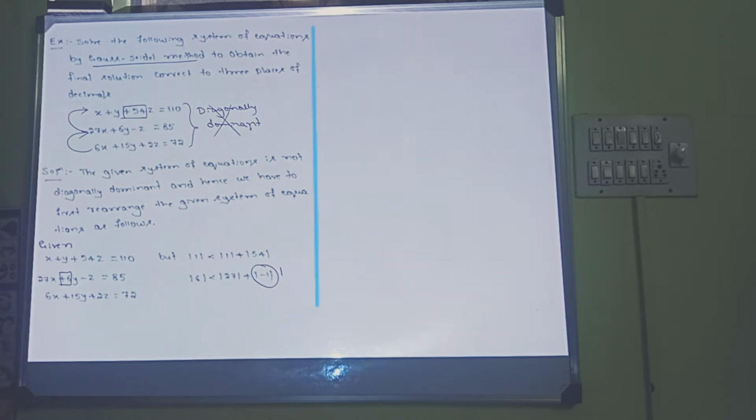Similarly, when you go for the third equation, 2 is not dominating the other two, because the absolute value of 2 is less than the sum of these two, so it is not diagonally dominant. We will arrange these equations.